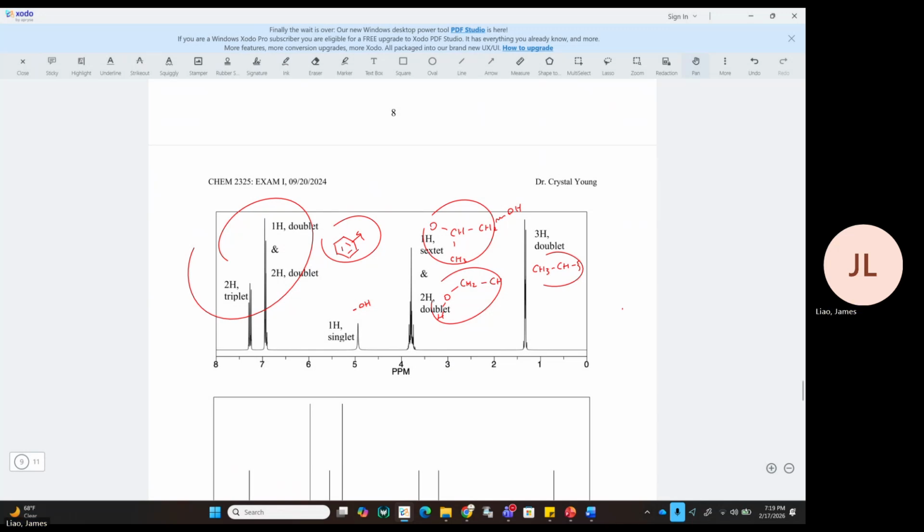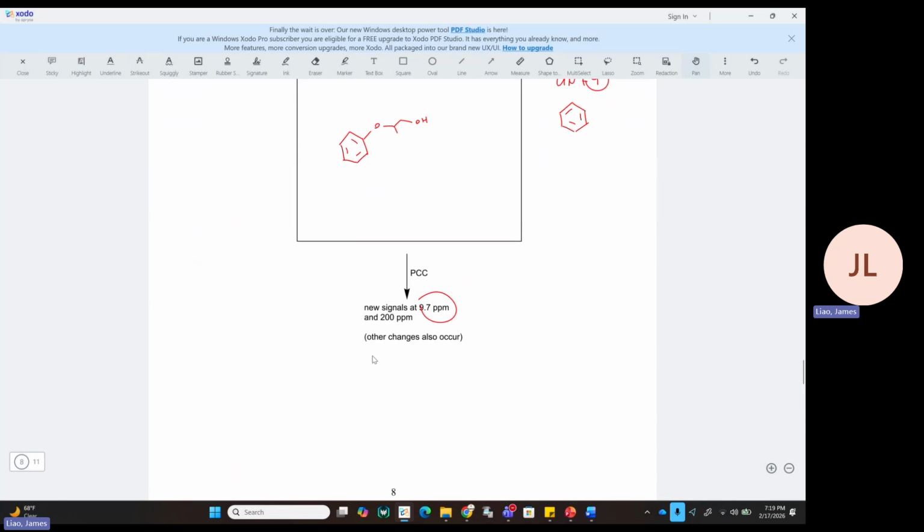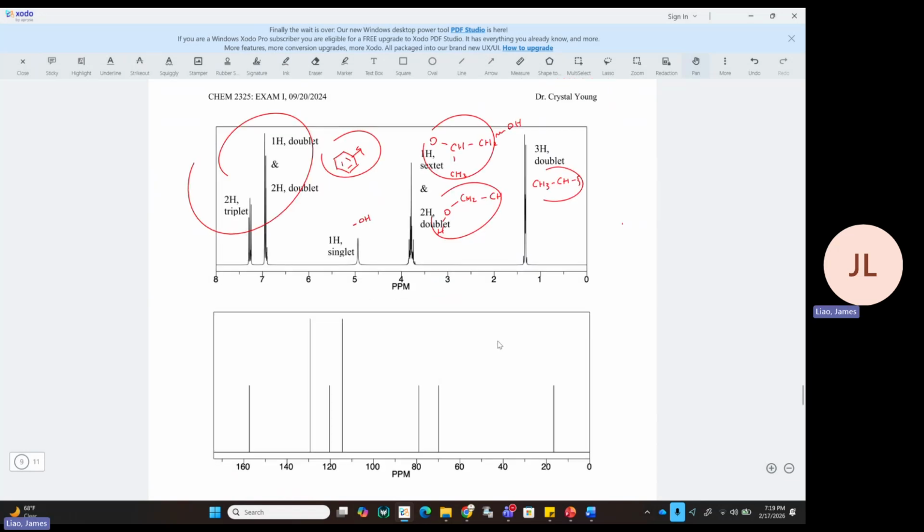So that is the structure, remember? The benzene, O, the CH, CH3, CH2, and the OH. But we're actually not done yet. This is the second to last question.